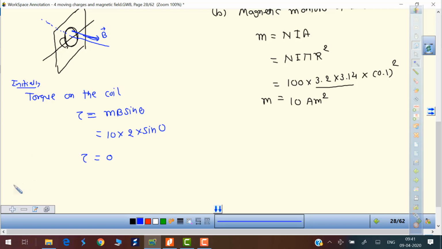And finally, torque is equal to 10 into 2 into sine 90, because it gets rotated by 90 degrees. So this is 1, so 20 joule, or you can write Newton meter. So this is the final torque acting on the coil. Okay, so this is your second one.